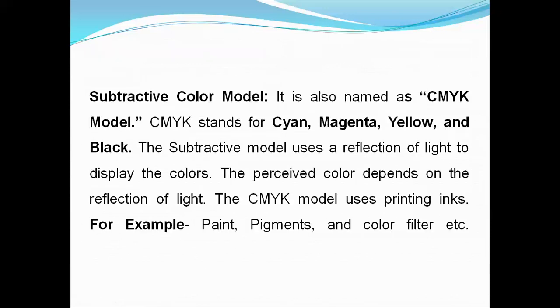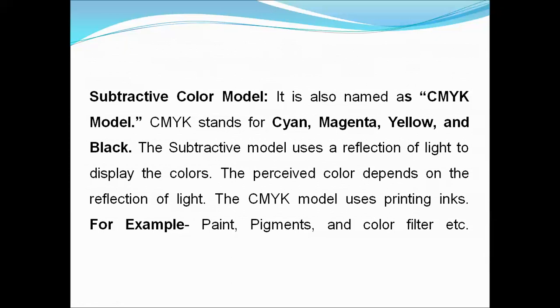Next one, subtractive. Another category is the subtractive color model. Like RGB, this subtractive color model is also named the CMYK color model. CMYK stands for cyan, magenta, yellow, and black. This subtractive model uses a reflection of light to display the colors, whereas in the additive model we use the transmission of light. That is the main difference between the additive color model and the subtractive color model.